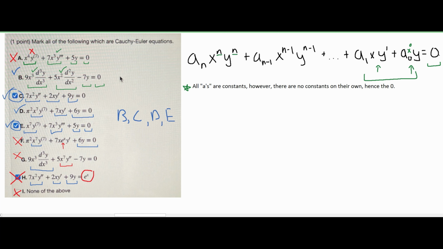And that's how you start solving any Cauchy-Euler equation. You have to prove that it is one to actually start solving for it.